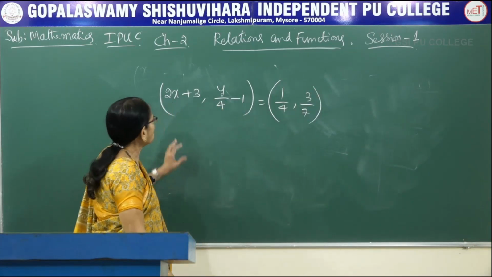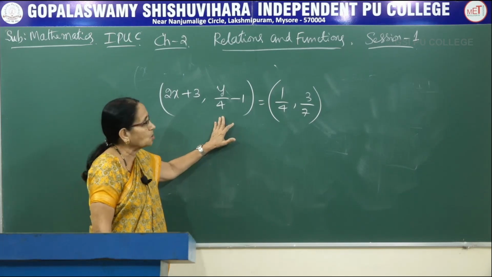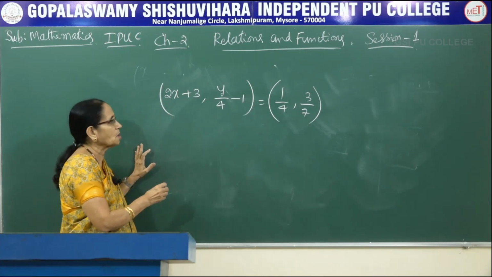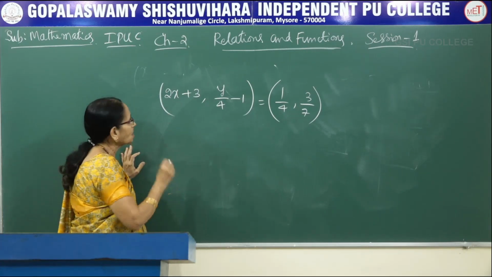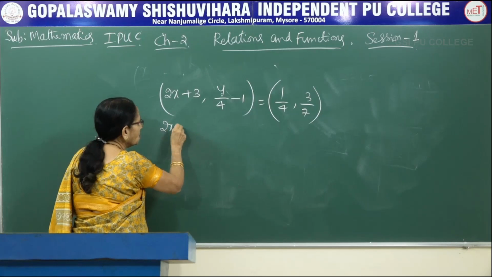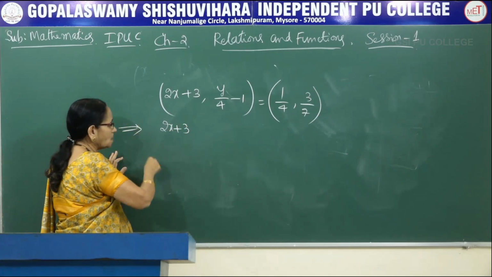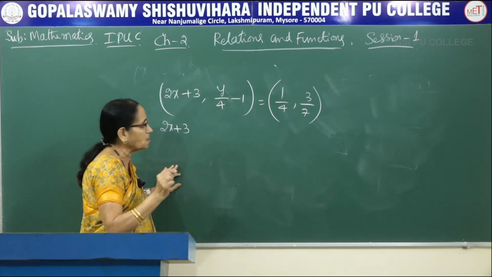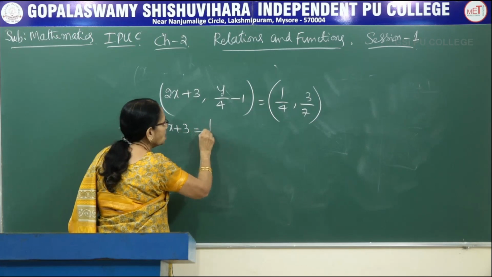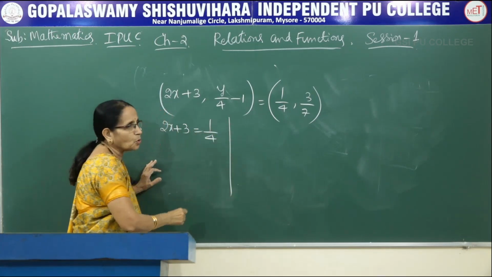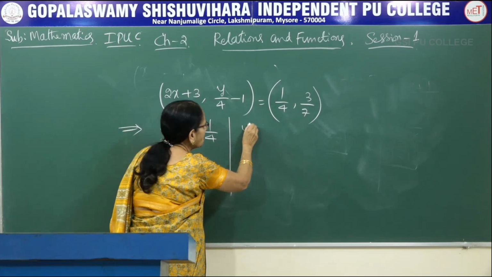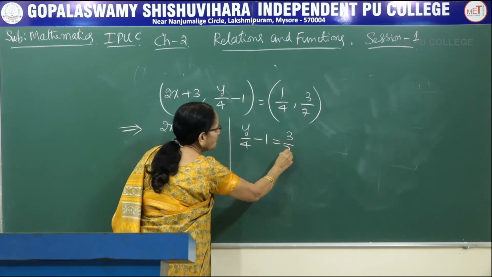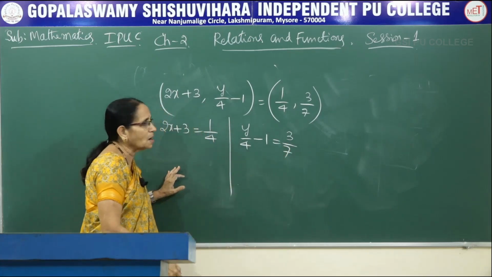Here the left pair contains unknown numbers, and the right pair has known numbers. Here also I am considering some fractional values. So let me equate the corresponding elements, that is, this implies, you have to write that sentence of course, equating the corresponding first and second elements. 2x + 3 would be equal to 1/4, that is the first element on the right hand side. Then y/4 − 1 equal to 3/7, which is the second element on the right hand side.